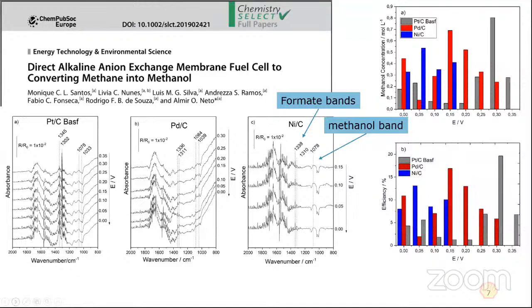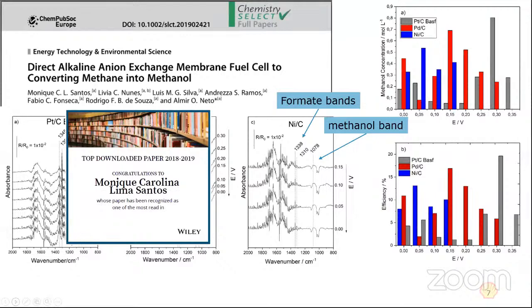Palladium is a very interesting base metal due to the affinity of its palladium oxides for methane and its ability to activate water. And nickel is a good water activator as well at all potentials. However, it does not adsorb methane well. Therefore, we have an average production of only 10% for nickel, while for the other metals this percentage was higher, mainly at the maximum power value of the curve. And this is an article that had great visibility and downloads.